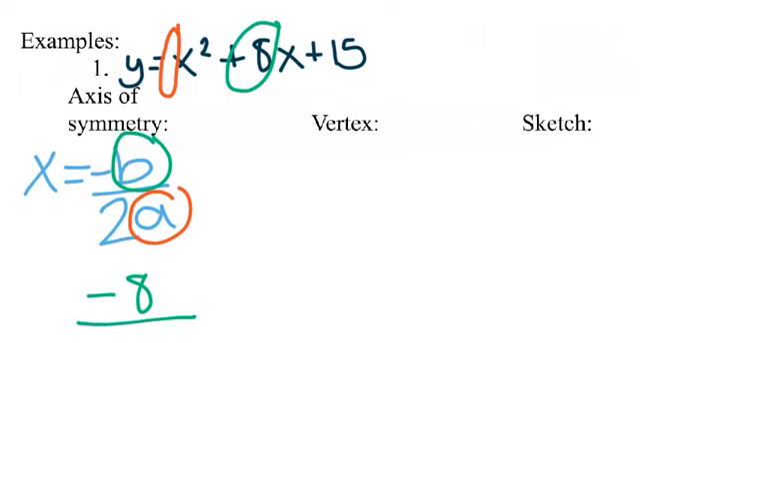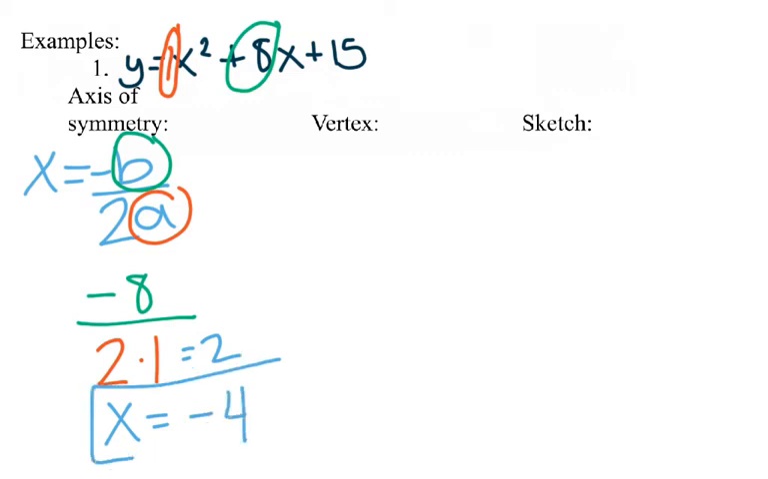Anytime you don't see a number, it's an understood 1. So this is going to be 2 times 1. Alright, so x equals, what is 2 times 1? 2. What is negative 8 divided by 2? Negative 4. So the axis of symmetry is going to be at x equals negative 4.